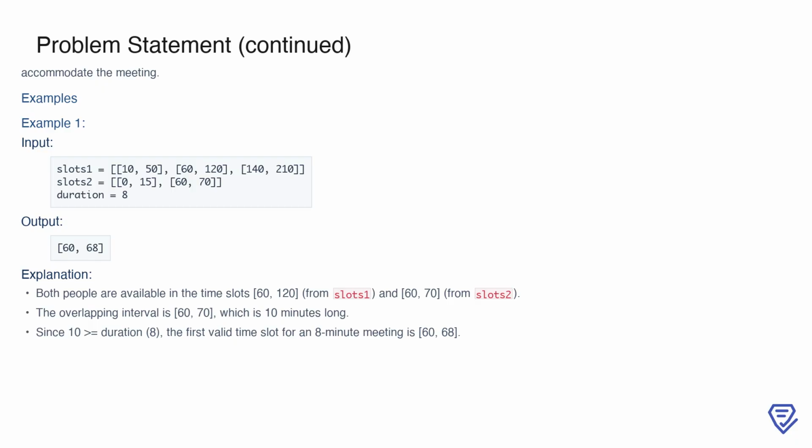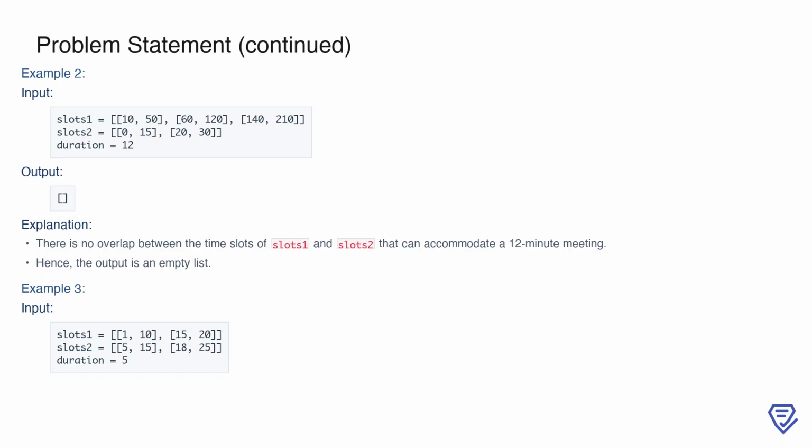To find a common time slot, we start by identifying overlapping intervals between slots1 and slots2. In this case, both schedules are available during the interval [60, 70]. This overlap is 10 minutes long, which is sufficient for an 8-minute meeting. Therefore, the earliest valid time slot is [60, 68], and that becomes our output for this example.